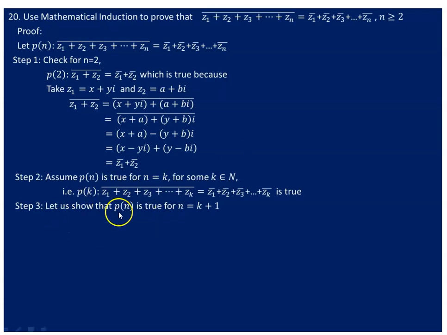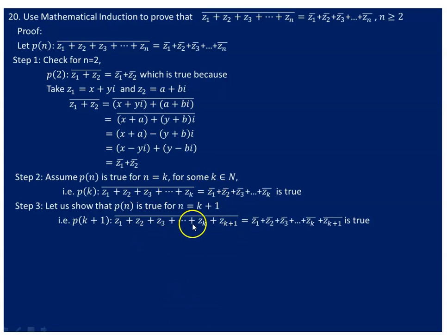So let's show that this p of n, the one we wrote here, is true for n is equal to k plus 1. That is to say, we are expected to show this one. Look, what have I written here? Up to this we have z1 up to zk. When we say p of k plus 1, we mean the conjugate of the sum of these k plus 1 complex numbers. And this has to be equivalent to, from z1 to zk is already given, but we need to have additional now, zk plus 1 bar. So if you are able to show that this is true, we are done. We can say that this is true.